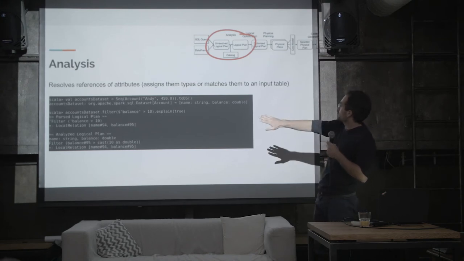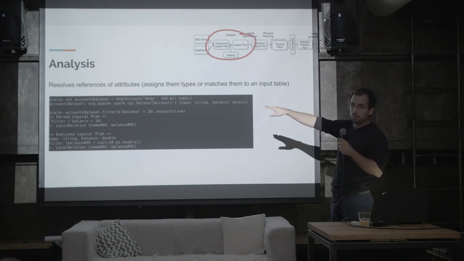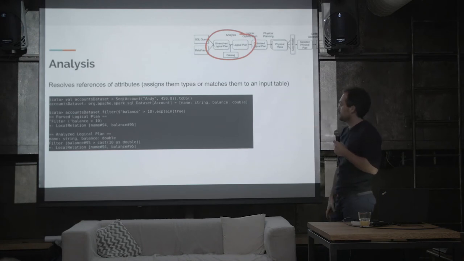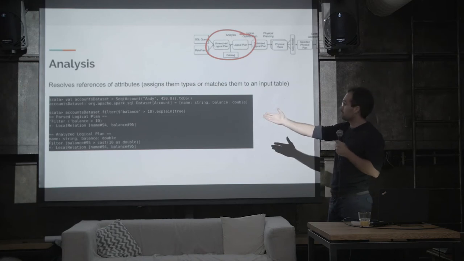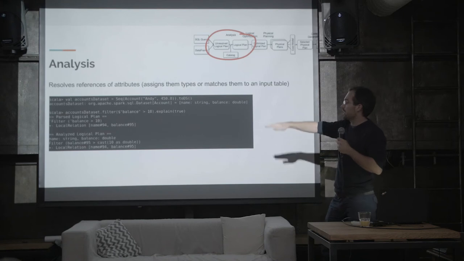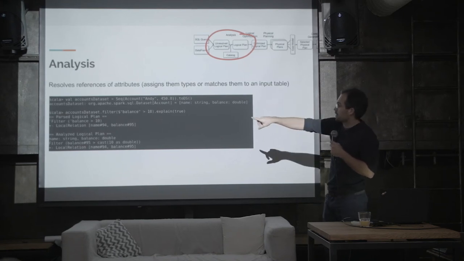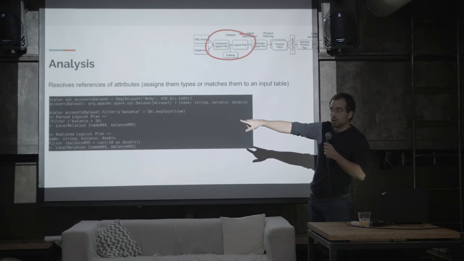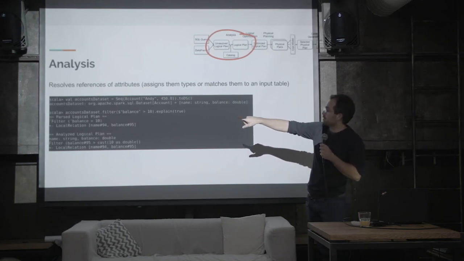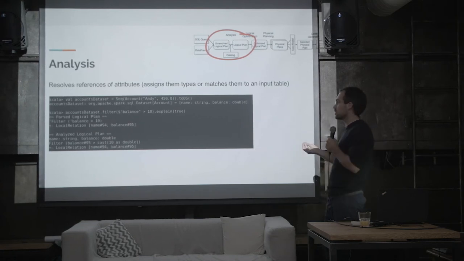So we want to filter this account dataset and see what happened under the hood. So first part is to parse the SQL query or use the API to get the parsed logical plan. As you can see, we have some local relation on the bottom, and then based on it we filter it based on the balance. This local relation contains two attributes, but as you can see, the filter doesn't have balance hash 95. It means that those attributes are unresolved.